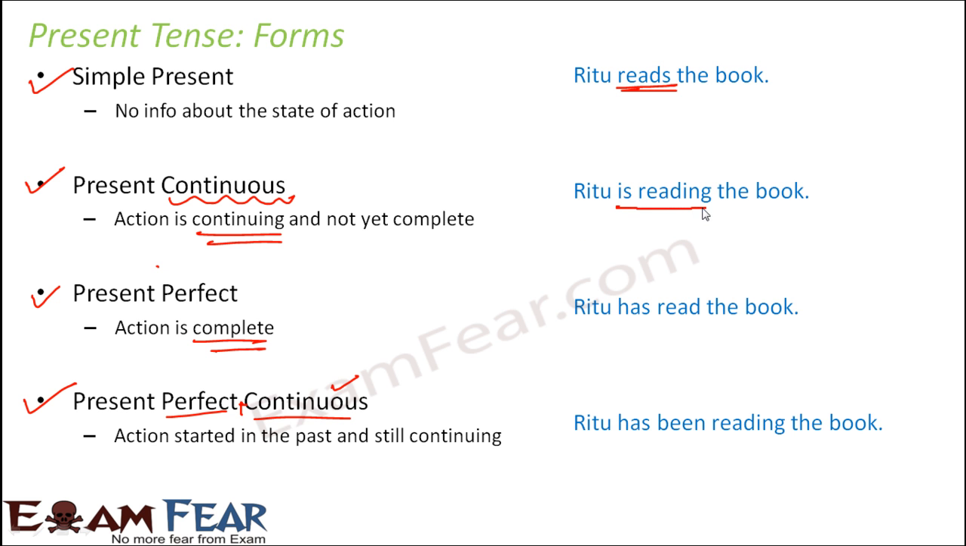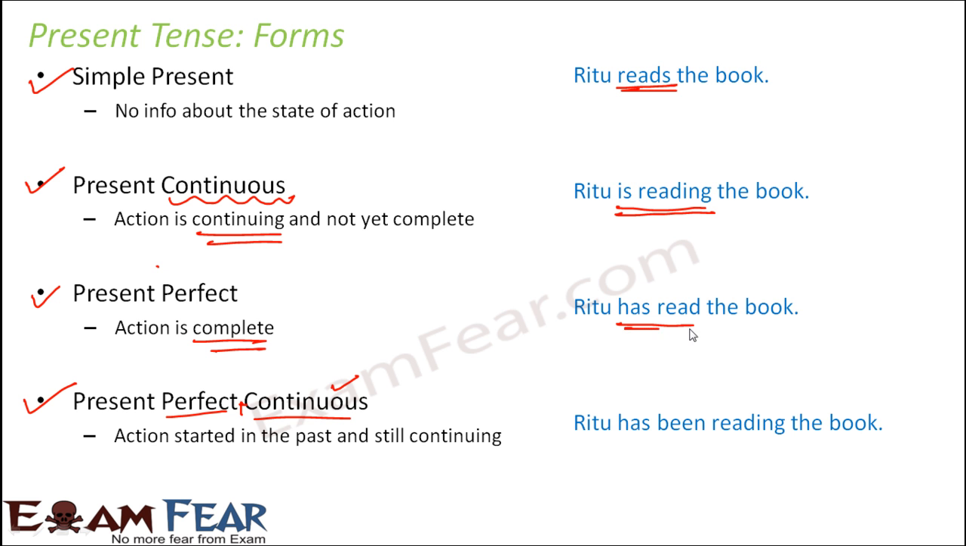Ritu is reading the book. That means she is reading it right now. So it is of course in the present tense, and it also tells that she is doing this action right now. So reading is happening right now. The action is continuing and it is not yet complete. She has not completed reading the book. She is still reading it. So it is present continuous.